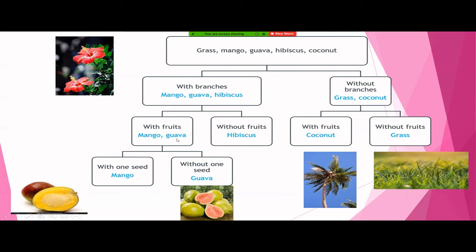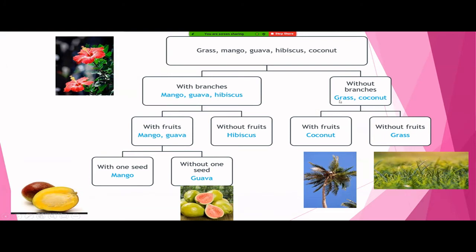So if you think about these two, I have shown you, right, how the seeds are, right? Mango has only one seed, guava has so many seeds. So with one seed, without one seed, so mango and guava you can categorize like that. So this side is done.